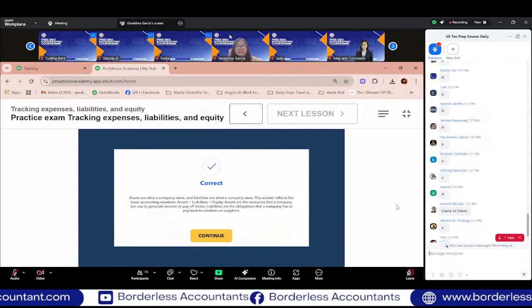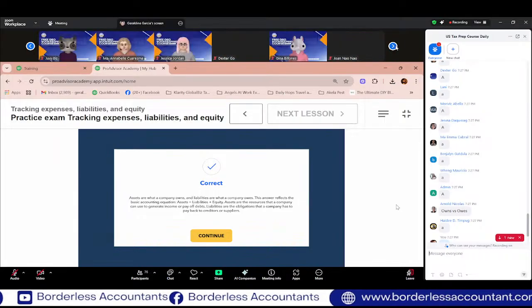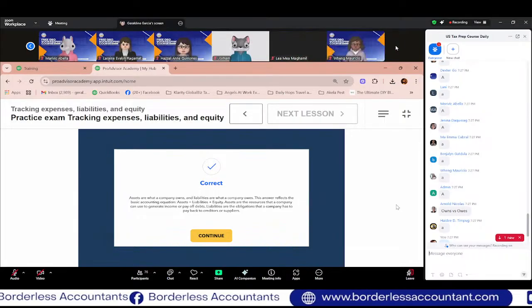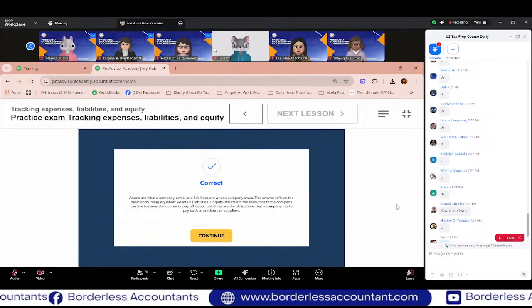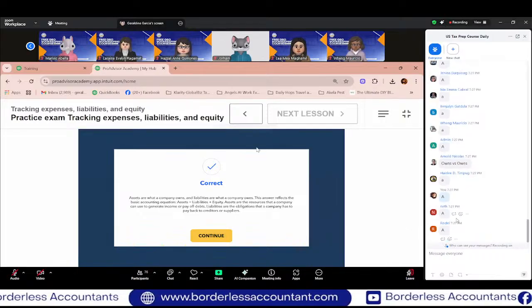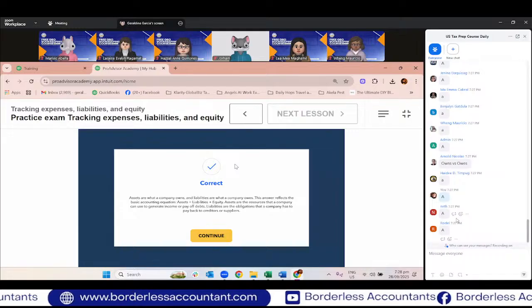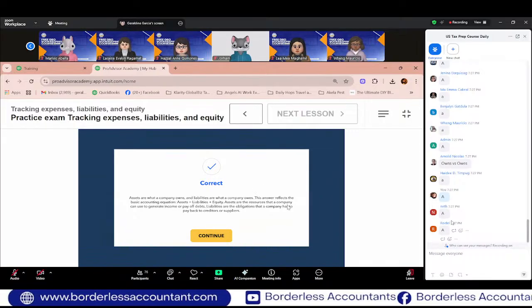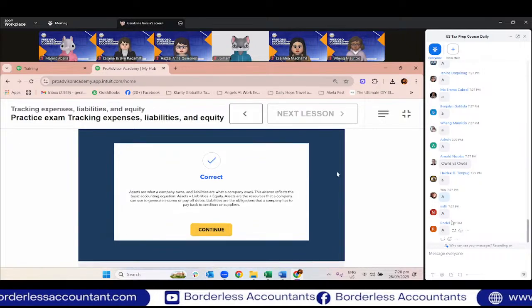Assets are what the company owns and liabilities are what the company owes. This answer reflects the basic accounting equation, assets equals liabilities plus equity. Assets are the resources that a company can use to generate income or pay off debts. Liabilities are the obligations that the company has to pay back to creditors or suppliers. Let's continue, gang.